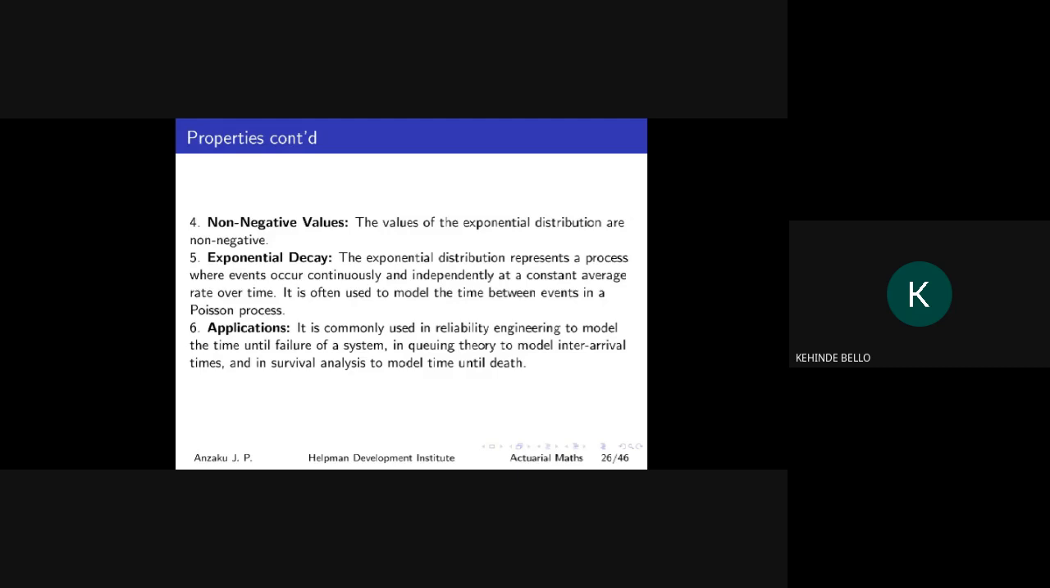Events occur constantly, continuously and independently at a constant average rate over time. So it is often used to model the time between events in a Poisson process. Like I was saying earlier, there's a similarity between the Poisson process and the exponential distribution. Application: it is commonly used in reliability engineering, and it's also used in survival analysis to model time until death.